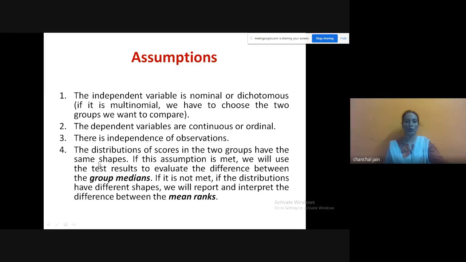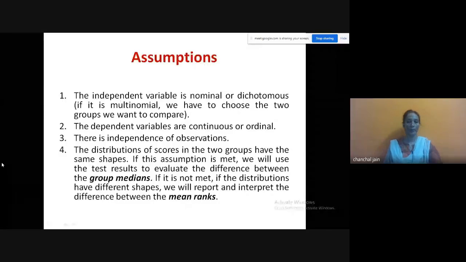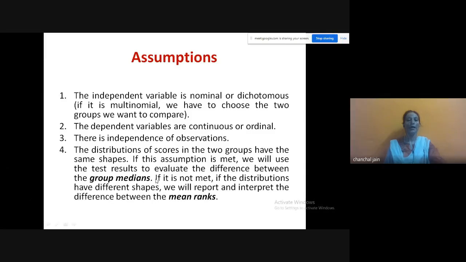If they are showing you the same shape, you will check for the difference between the group medians. Otherwise, you will check for the difference between the mean ranks. This is indicating your hypothesis. If the shapes in both the groups are the same, your hypothesis will be based on medians. If the shapes are not the same for both the groups, your hypothesis will be based on mean ranks.